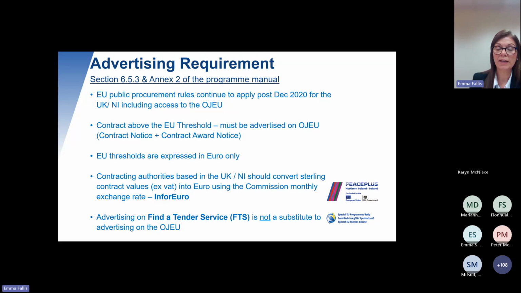And again, advertising on the Find a Tender service is not a substitute for advertising on OJEU, even though Find a Tender is the portal for high value contracts within the UK.